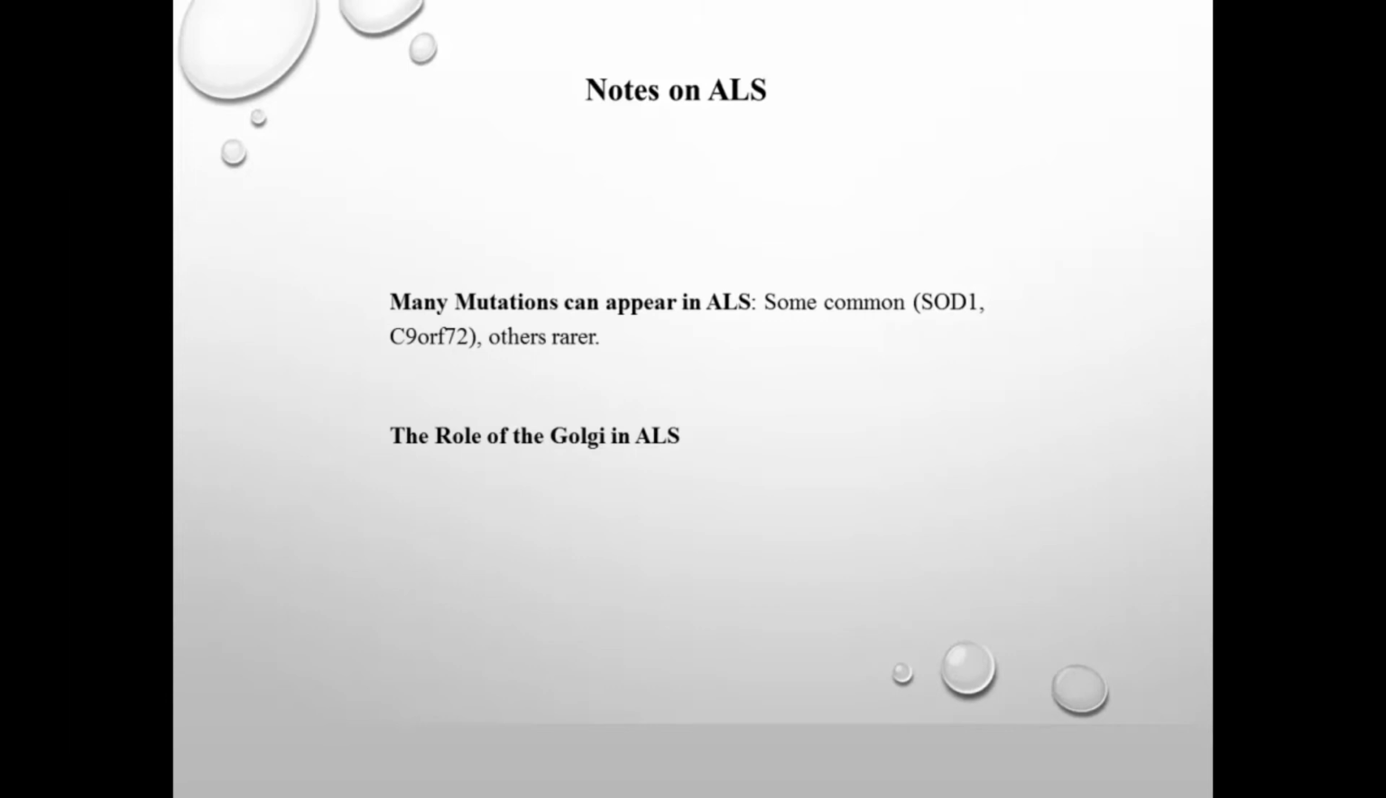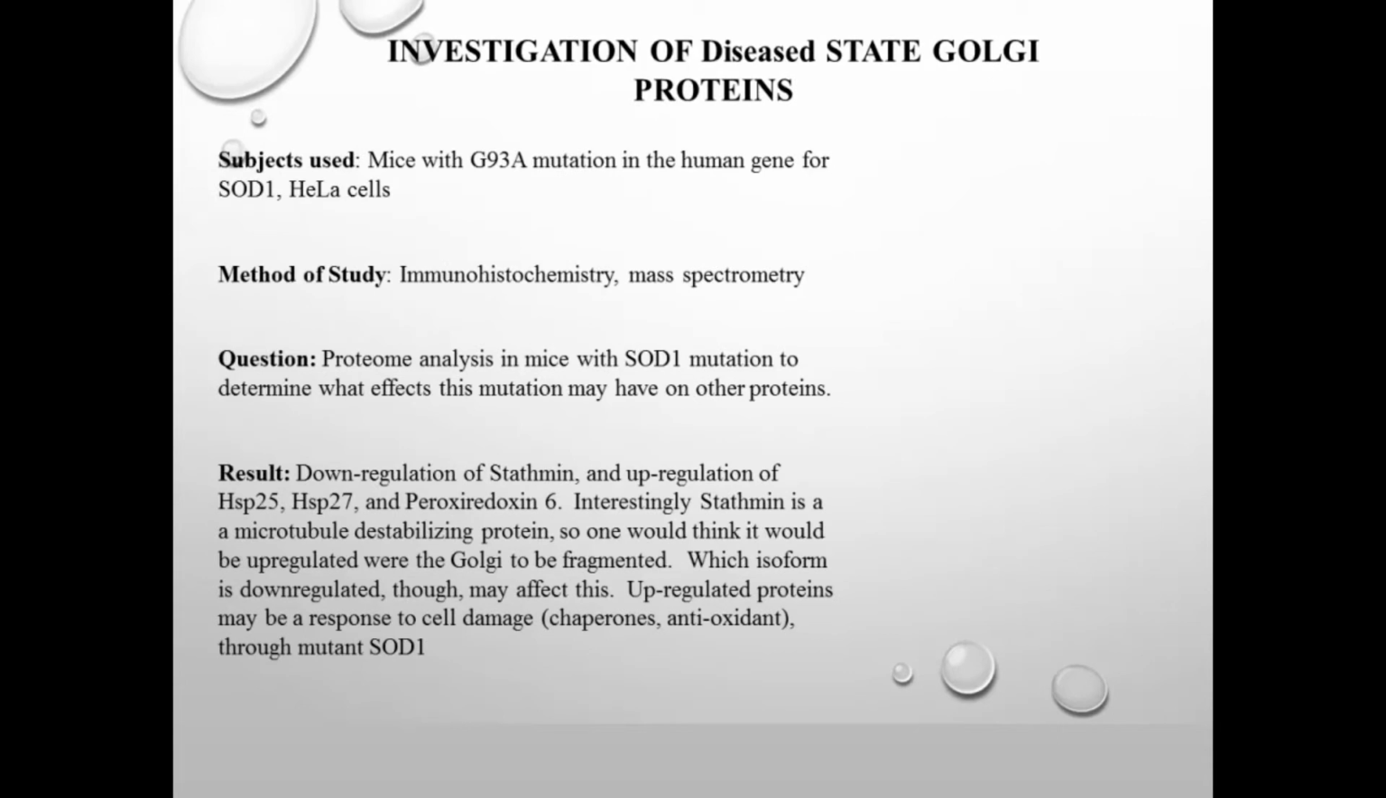The other thing I wanted to talk about briefly is the role of the Golgi in ALS. ALS is basically defined by cell death, the death of these neurons, and so they don't know whether the Golgi breaking apart and fragmenting, which is very bad if that happens when it's not supposed to, is what's causing the cell death, or it's sort of happening alongside it or as a result of the cell death. So this particular study was an examination.